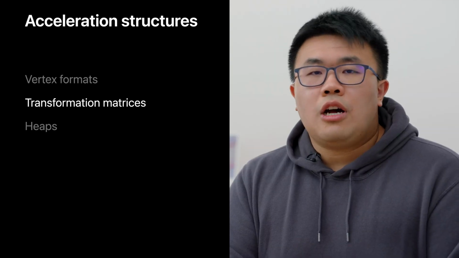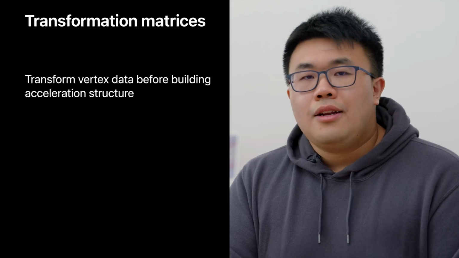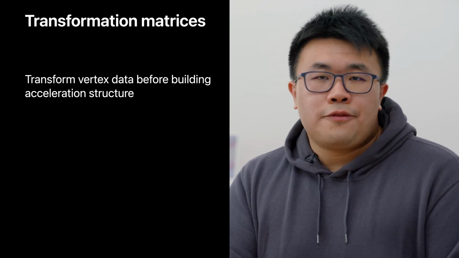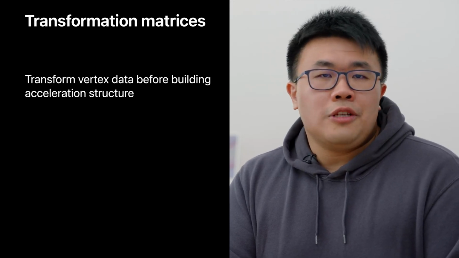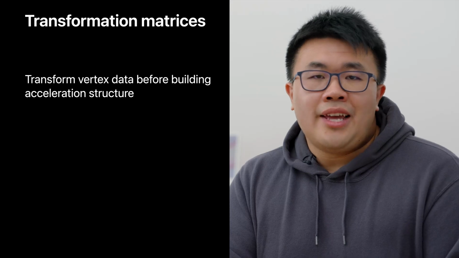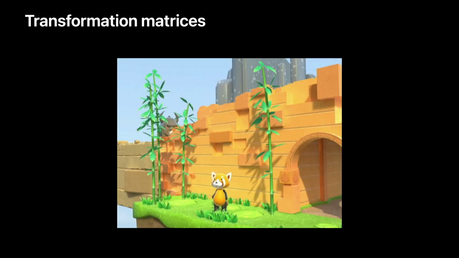Next, let's talk about transformation matrices. This feature complements the new vertex formats so that you can pre-transform your vertex data before building the acceleration structure. For example, you might want to use them to unpack complex meshes stored in a normalized format. Let's consider the red panda model in this scene.